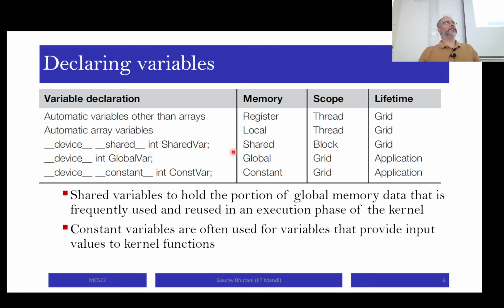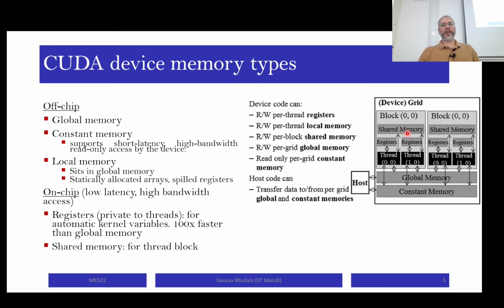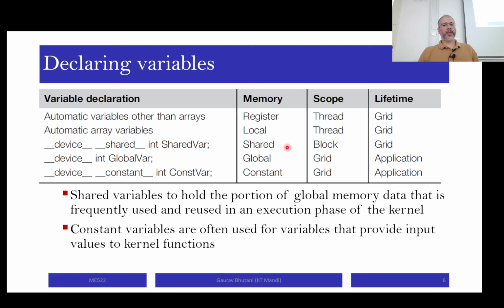Next is shared. So shared memory, if we go back, is this memory which is on chip and is accessible by a block. So the scope of shared memory is block. All the threads in a block can access your shared memory, and the lifetime is still grid. So once a kernel function execution is completed, all the shared memory is also freed up. And how do you declare a shared variable? You simply use the keyword __shared__, that makes the variable shared.